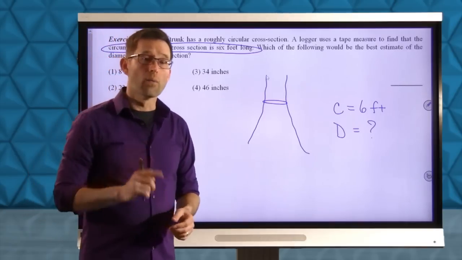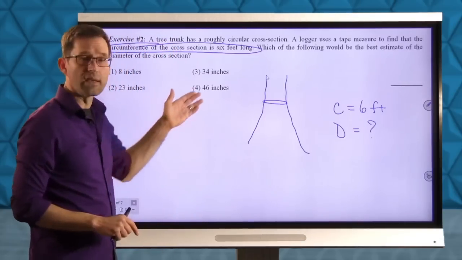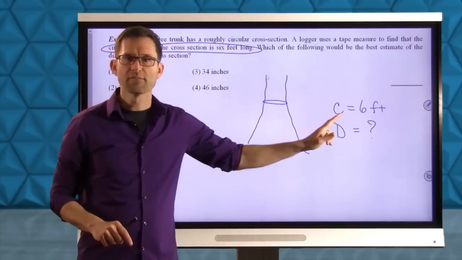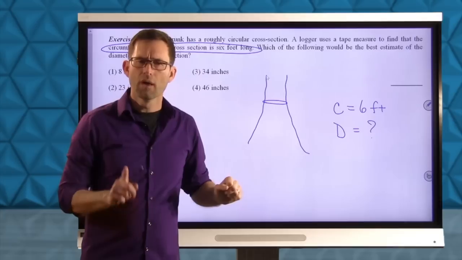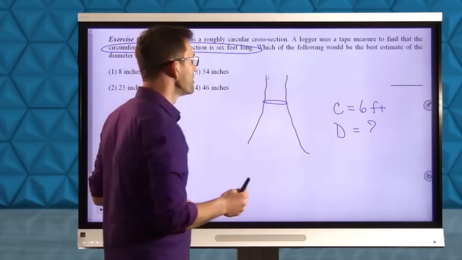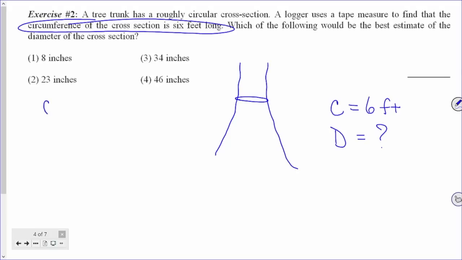All right, now one thing to note, all of these answers are in inches, right? And yet the circumference has been given in terms of feet. So it may be wise to convert those feet into inches. In fact, if I come over here so I have a little bit more room, I could say the circumference is 6 feet times 12 inches per foot, as the case really is. So the circumference is 72 inches.